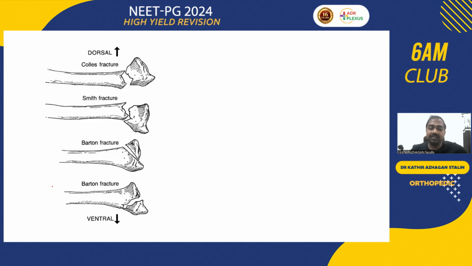The answer is extra-articular because Colles' fracture is extra-articular. The moment the fracture line goes into the joint, it becomes a Barton fracture. If that fragment is dorsal, it is a dorsal Barton. If that fragment is volar, it is called a volar Barton. Volar Barton or dorsal Barton. Clear?